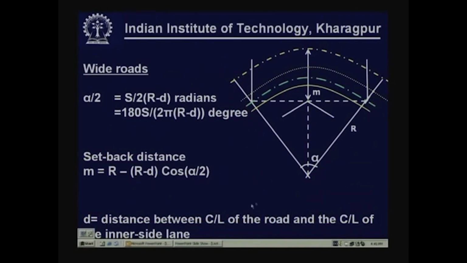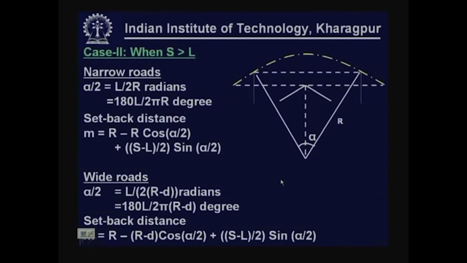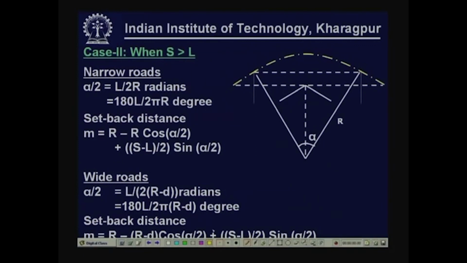Now, let us see the other case when S is greater than L. That means, in this case S is greater than L, length of the curve is up to this. This is the length of the curve. Sight distance requirement is this, that is what is S. So, S is greater than curve. So, vehicle position is here, line of sight is here.